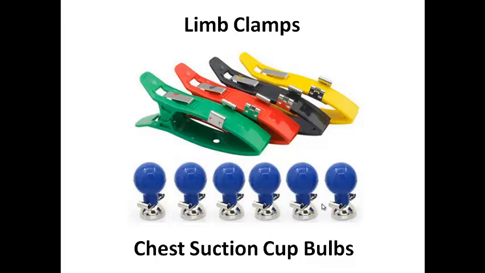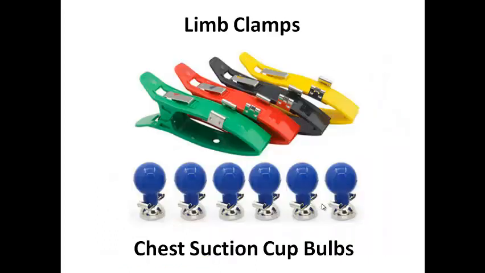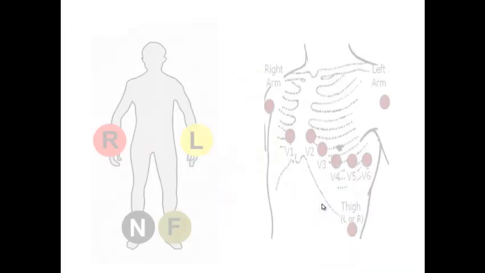Sometimes this is the machine available in your CCU or in your ER, but some doctors don't prefer it because if a patient has a bleeding tendency, it can lead to small hematomas at the place of the attachment. So some doctors prefer this type of ECG connection, but sometimes you will find that this is the available ECG machine at the place where we are working.